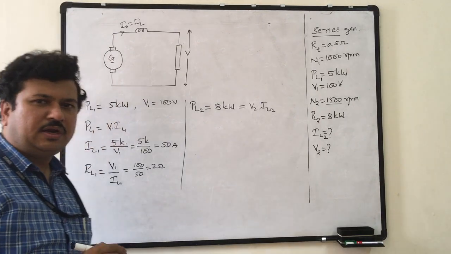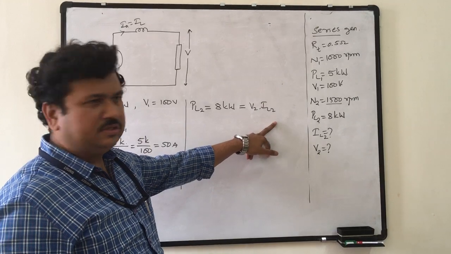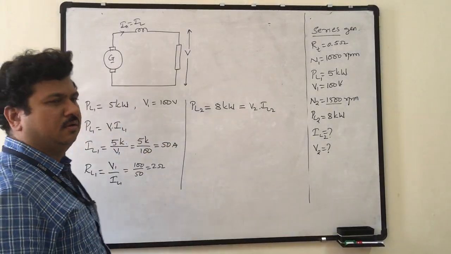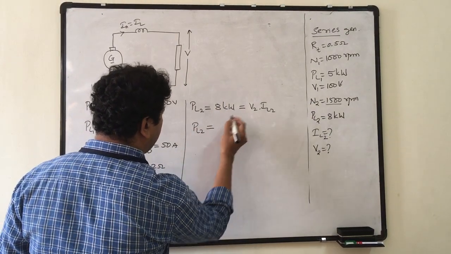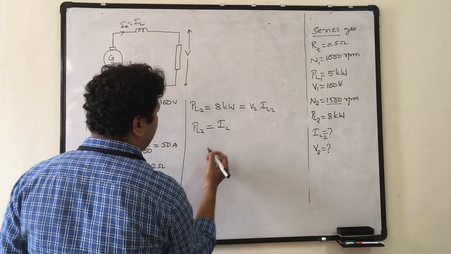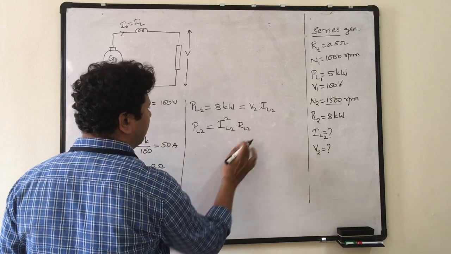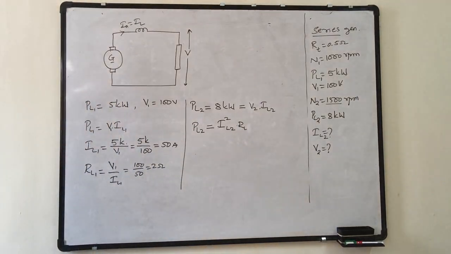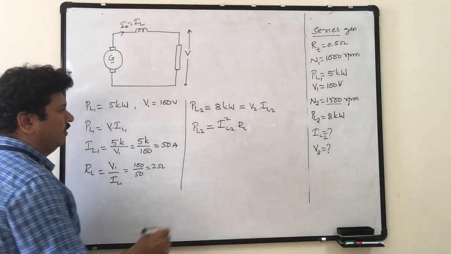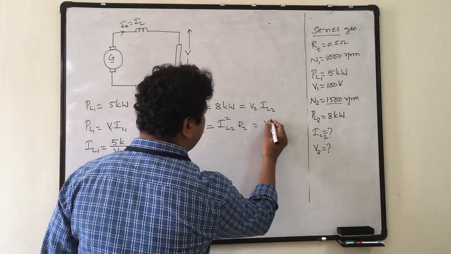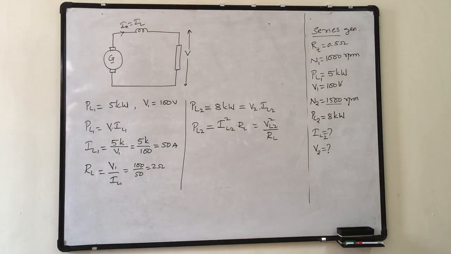But there is a problem writing it like this, because I don't know V2, and I also don't know IL2. These are the two things which I need to find out. The other way I can write PL2 is IL2 square into RL, because RL is the same, or VL2 square by RL. Both will do the work, both are the same as per Ohm's law.